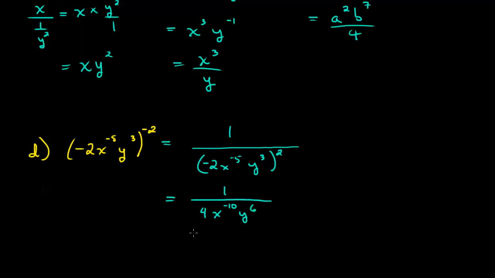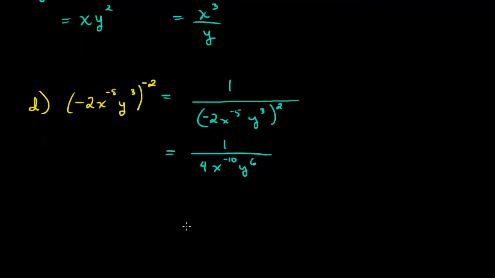And lastly, I have to rewrite this using only positive exponents, so I can take the reciprocal of x to the power of negative 10 and rewrite this as x to the power of 10 divided by 4 y to the power of 6.